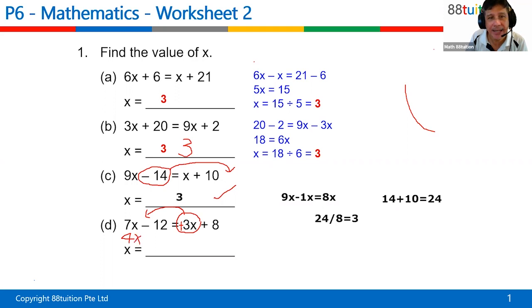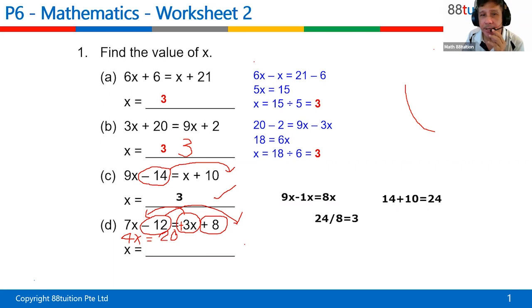Then on the right side, I actually have a minus 12. No, it's on the left side. On the right side is a plus 8. So I should bring my minus 12 across to the other side, so it becomes a plus 12. So plus 8 plus 12 is actually 20. So now we have 4x equals 20.